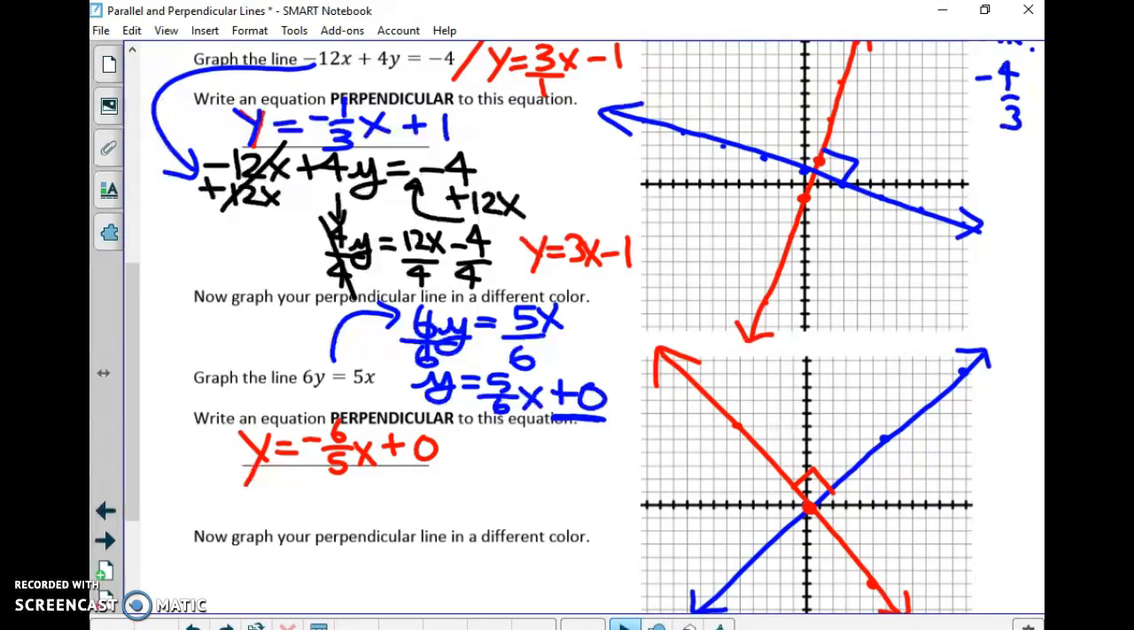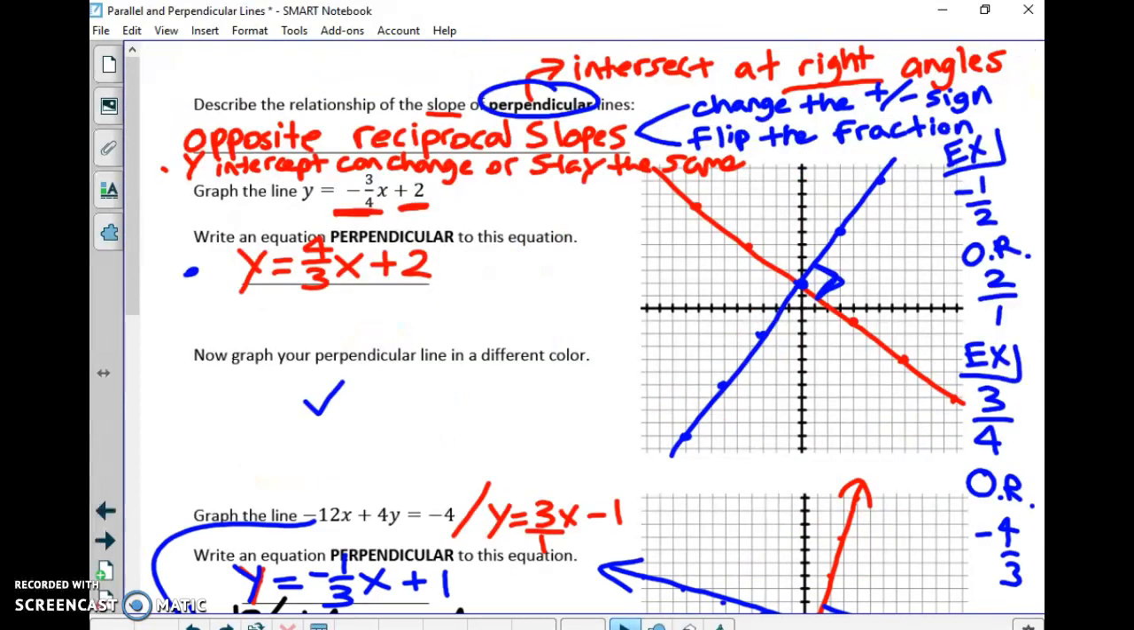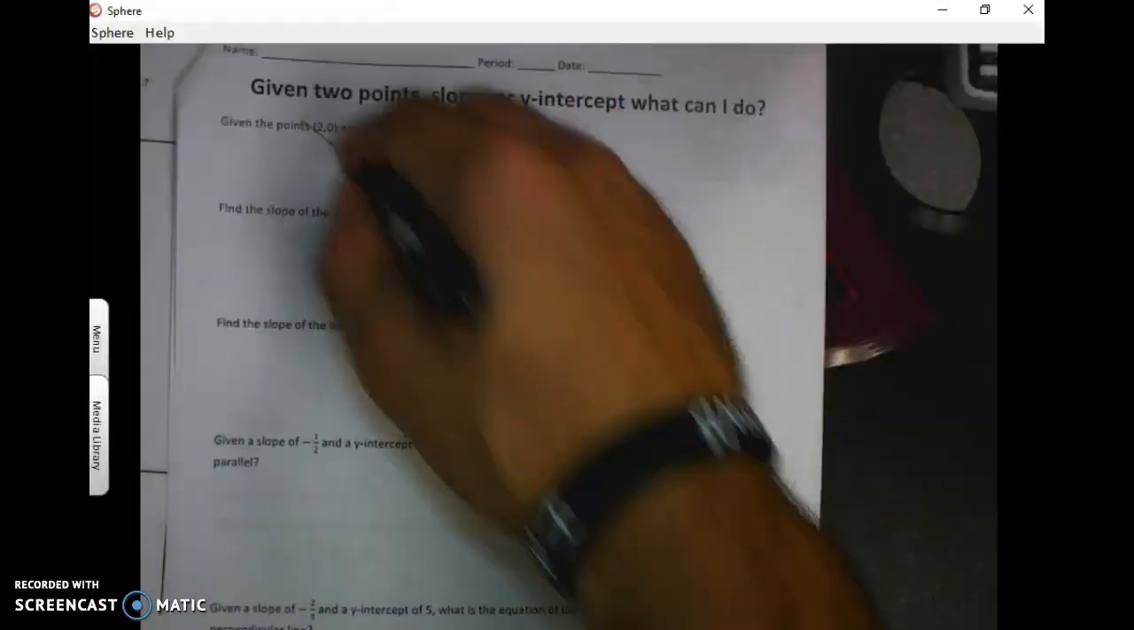So, that will help you do your assignment today. It's going to be very similar to that. All right. And on the next page that says given two points, slope or y-intercept, what can I do? Go ahead and put a big old slash through it. You don't need to do that.